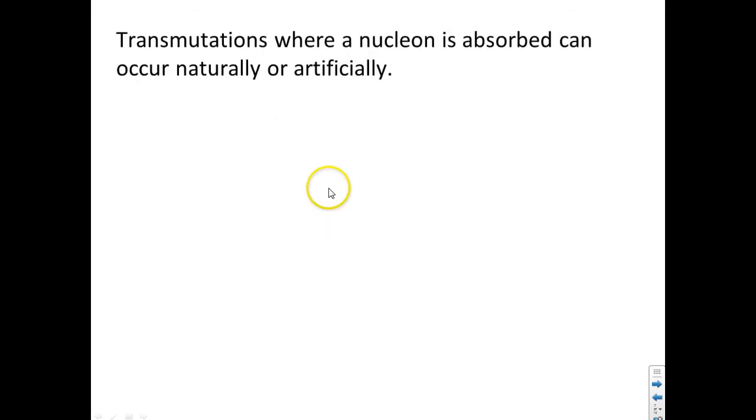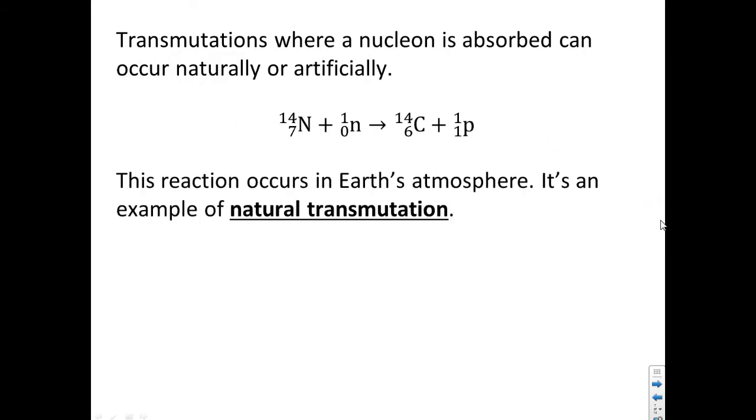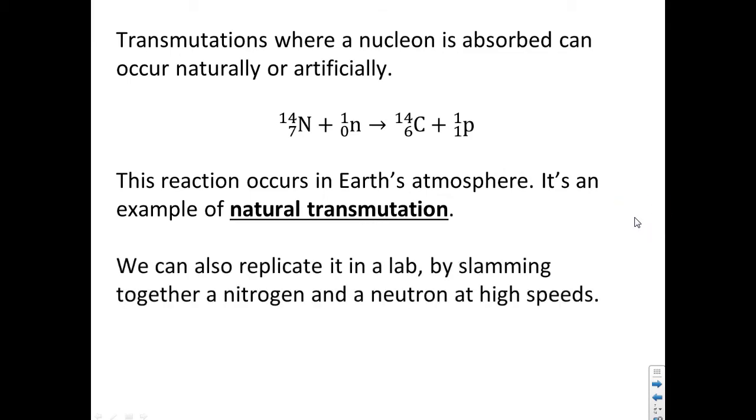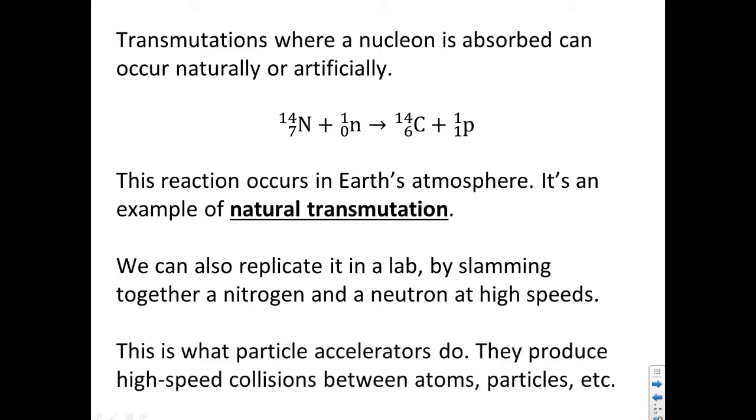So transmutations where a nucleon is absorbed, like what we just saw, can occur naturally or artificially. In fact, this reaction that we just looked at as an example actually occurs in the Earth's atmosphere. So this is an example of natural transmutation. But we can replicate this reaction in a lab setting by slamming together a nitrogen with a neutron at high speeds. That's what particle accelerators do, right? High-speed collisions.